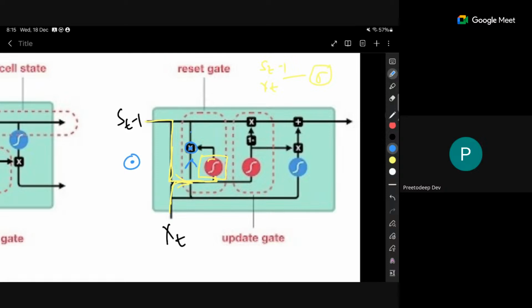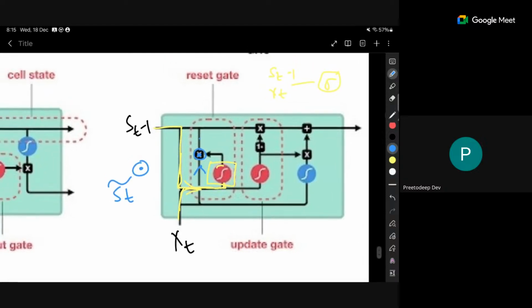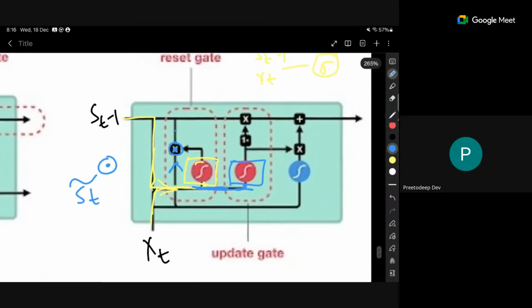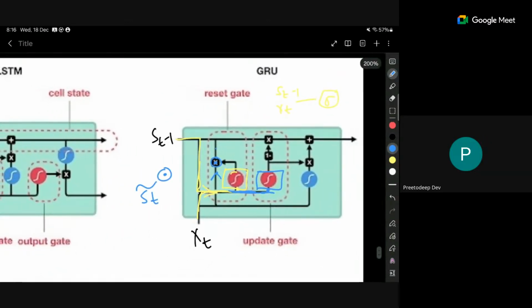So this is what is written as ST, this kind of symbol. Then what happens is ST minus 1 and the output will both go here into the next neuron, and you'll get some output. GRU is not something we cover. We feel that because we never do this subtraction, right?